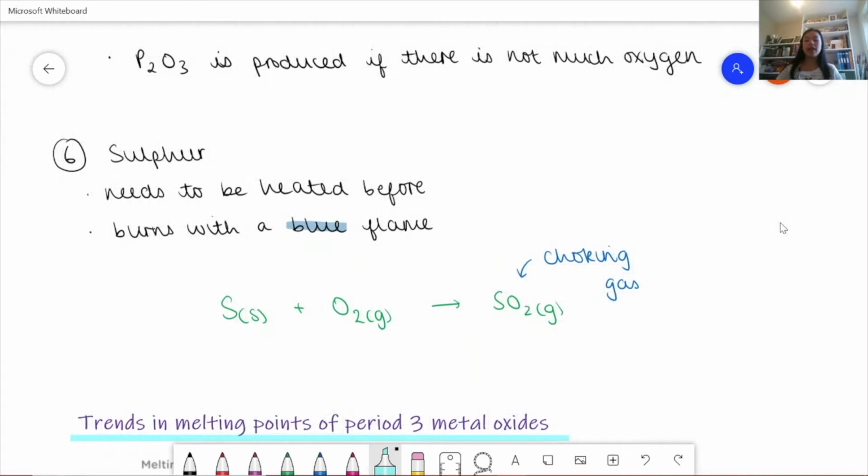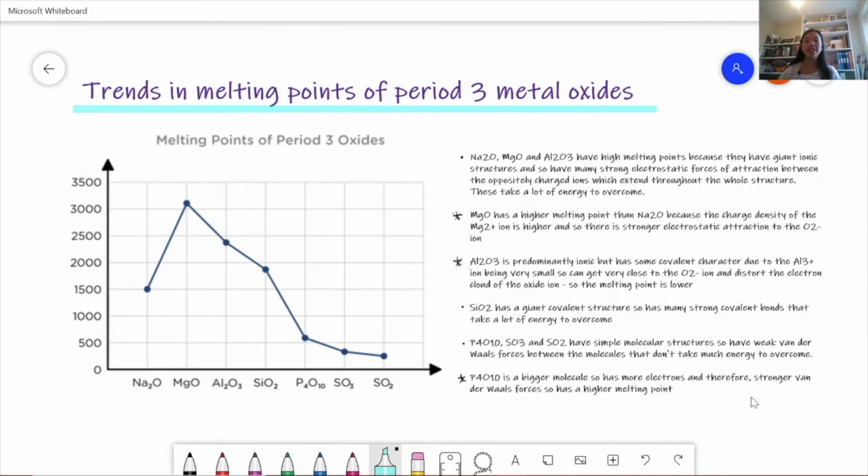For sulfur, sulfur needs to be heated before it can react with oxygen, and it burns with a distinct blue flame. It also produces sulfur dioxide, which we class as a choking gas. Next, we're going to look at the trends in melting points of period 3 metal oxides.